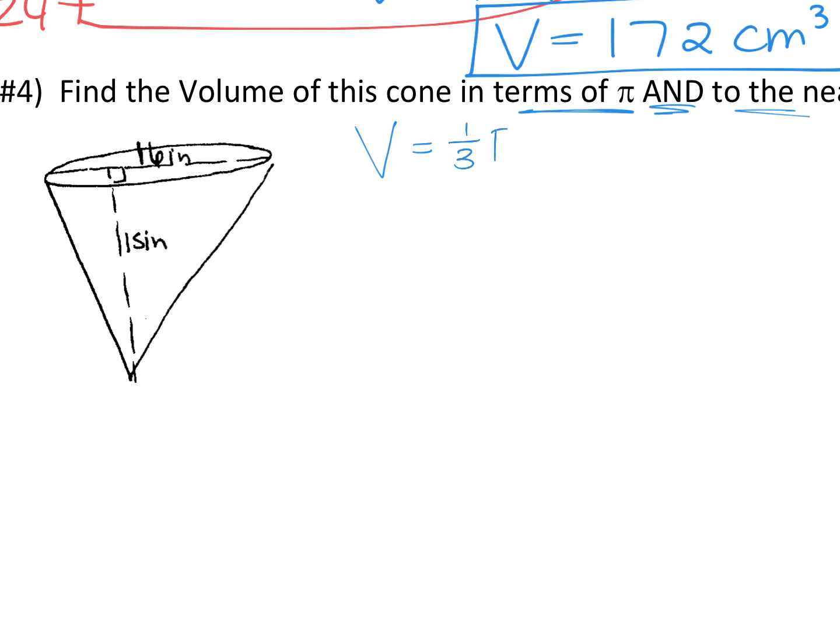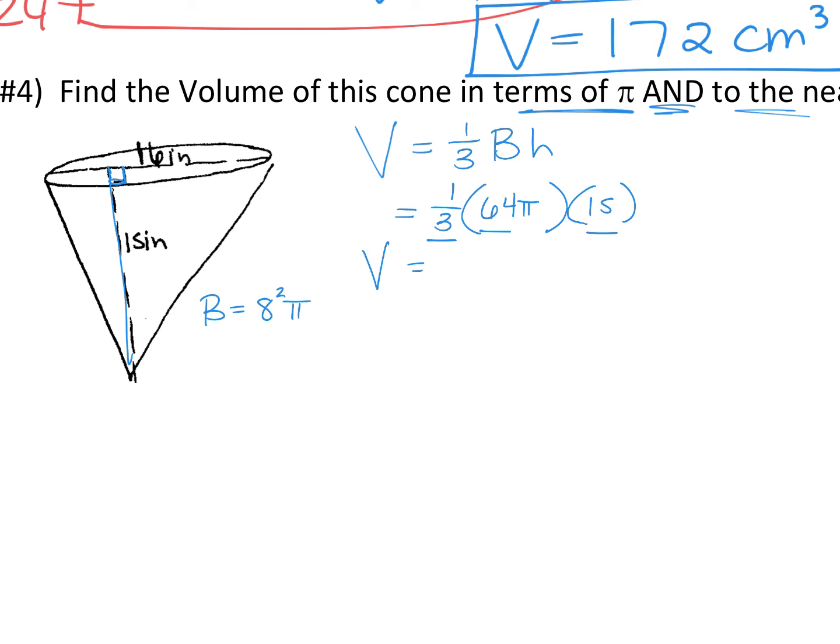Volume is 1/3 BH, so it's 1/3. What is the area of your base? 8 squared times pi, right? So 64 pi. What's h? 15. The height is given to you, the perpendicular, right? It's 15. Okay, so for an exact answer, you're doing 1/3 times 64 times 15, which is 320. Then you can attach your pi, inches cubed. Okay? How do you do the rounded answer then?